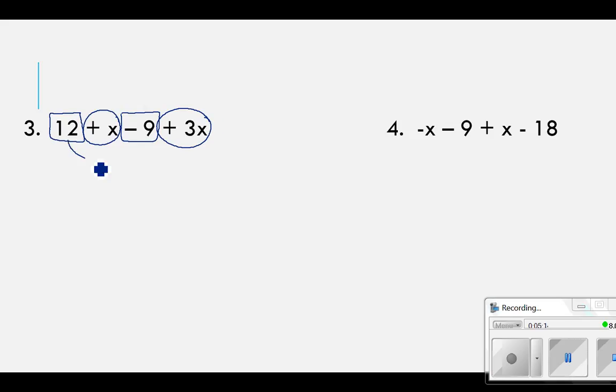So I can combine the 12 minus 9, and that gives me 3. And I can combine the x plus 3x. There's not a number with the x, so I'm going to put a 1 there. So that would be 1x plus 3x, which is positive 4x.